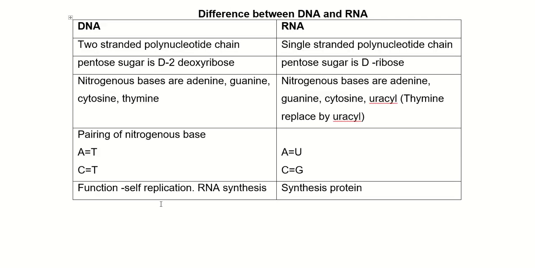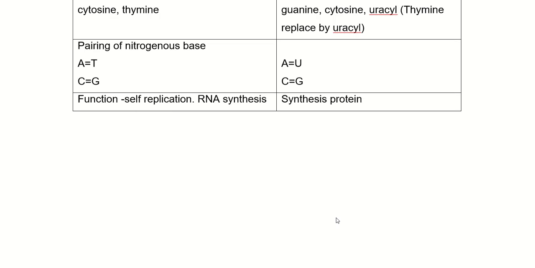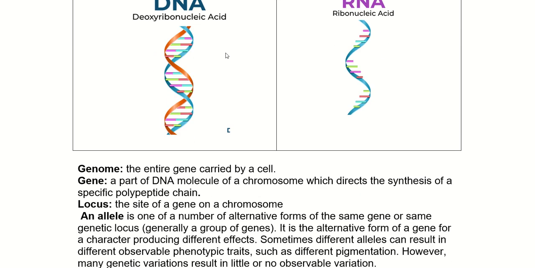Pairing of the nitrogenous bases: adenine with thymine, and cytosine with guanine, and in RNA, adenine with uracil, and cytosine with guanine. Function: cell replication, RNA synthesis, synthesis of protein. This is DNA, this is RNA.